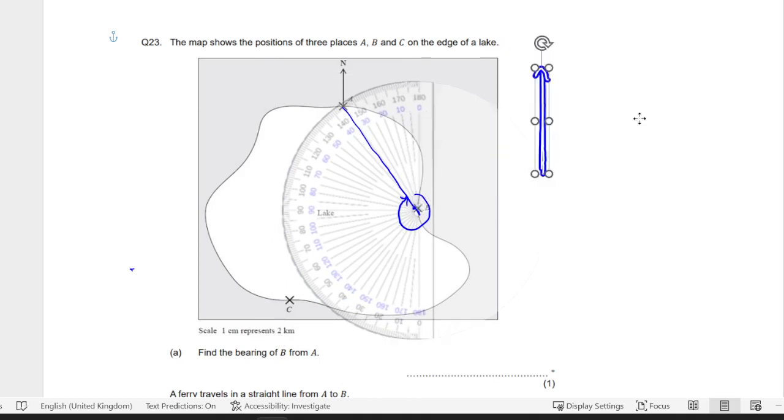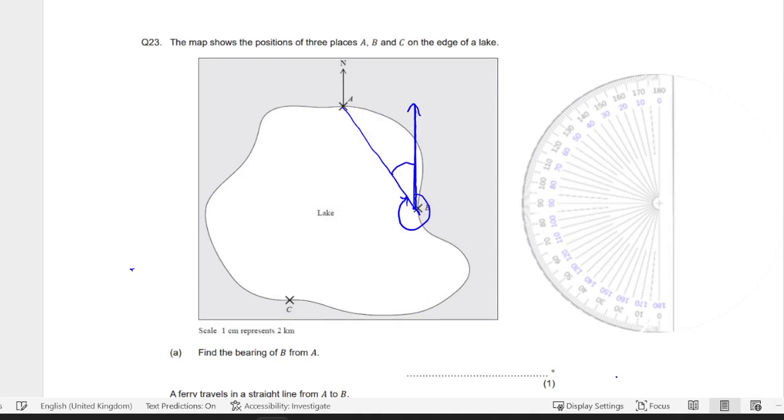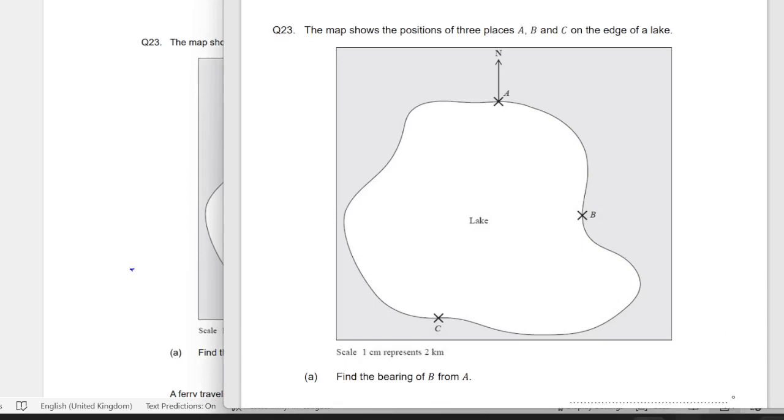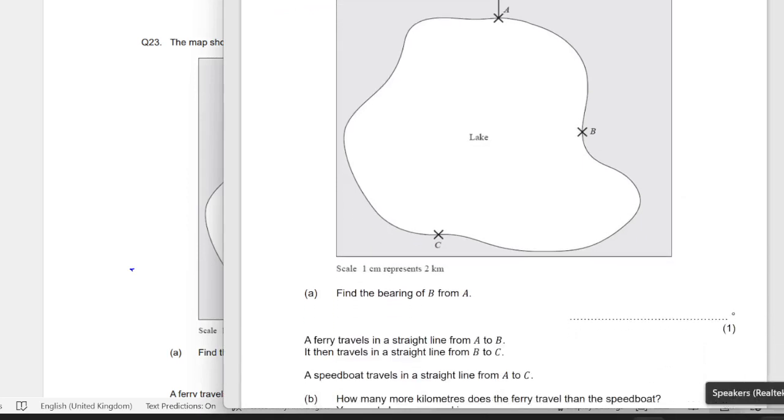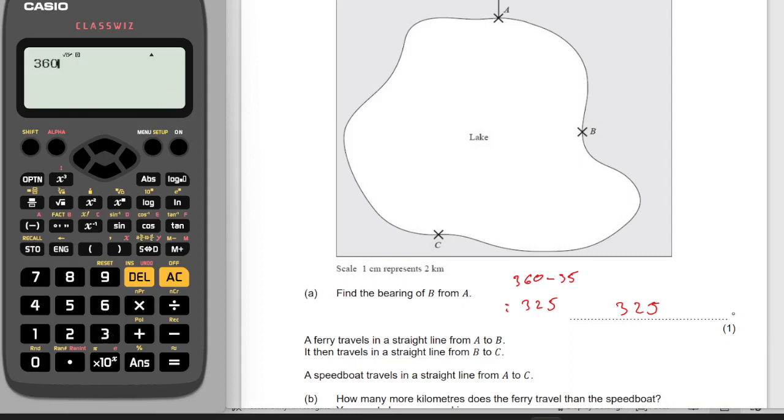So the internal angle is going to be 35. Let's move my protractor up my line. So that angle there is 35 degrees. So my actual angle is going to be 360 minus that. So if I go back to my PDF, I'm going to do 360 minus 35, which is going to be 325. Let's double check with my calculator. 360 minus 35, 325 degrees.